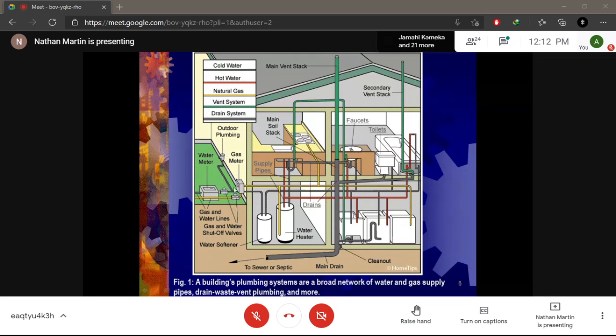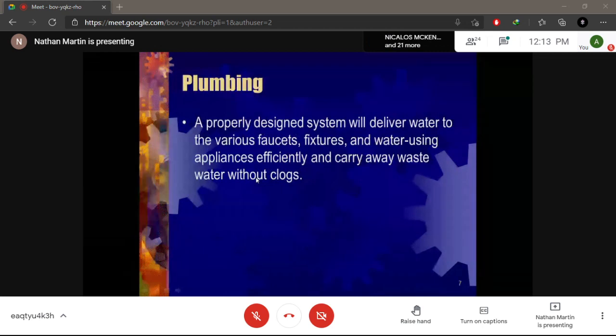You have your outdoor plumbing here. We have our gas meter here for our gas line. The gas line is also classified as part of your plumbing system. For persons who have gas pipes to their gas burners and so forth, it is also considered part of your plumbing system. Going further, a properly designed system will deliver water to the various faucets, fixtures, and water-using appliances efficiently and carry away wastewater without clogs.